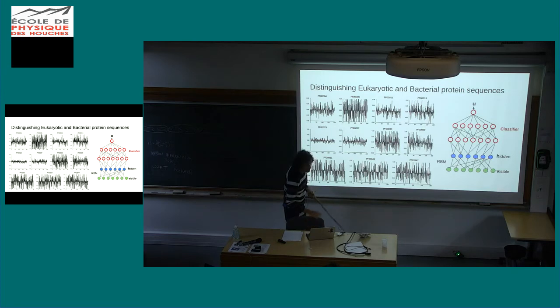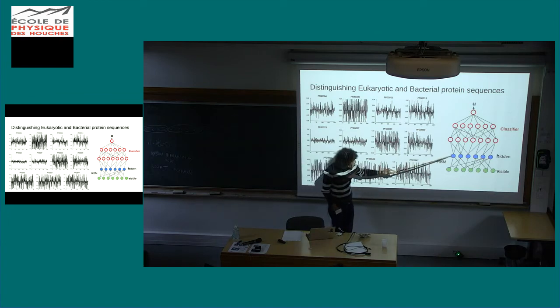And this means? Sorry, I'm a little lost here. Imagine that I don't care about the RBM. You want to do this task, distinguishing catalytic and bacterial. You could have built a classifier directly on the visible units. Yes. Would it be better or worse? It would be almost as good, actually, if you compare.